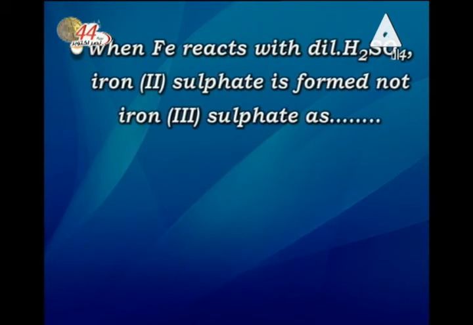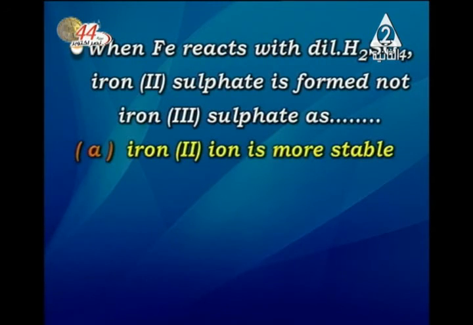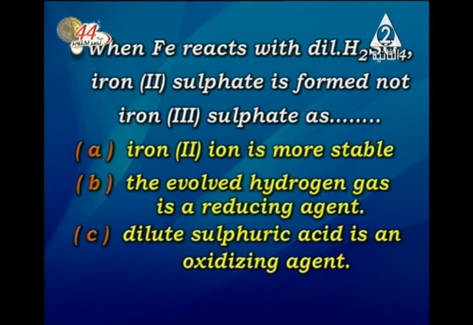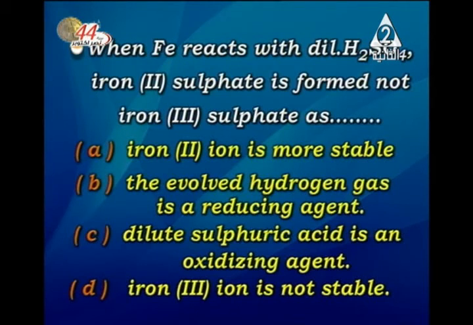When iron reacts with dilute sulfuric acid, iron 2 sulfate is formed, not iron 3 sulfate, as what? Iron 2 ion is more stable, the evolved hydrogen gas is a reducing agent, the dilute sulfuric acid is an oxidizing agent, or iron 3 ion is not stable. If you think about it, yes, the answer will be the evolved hydrogen gas is a reducing agent.